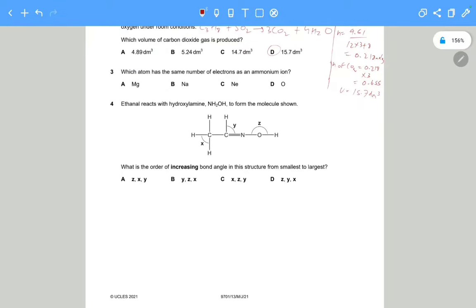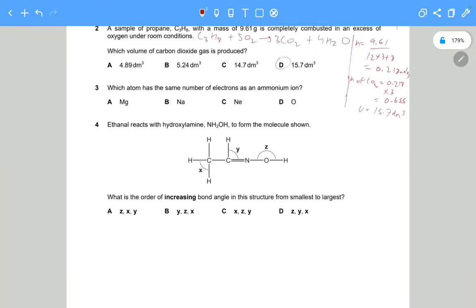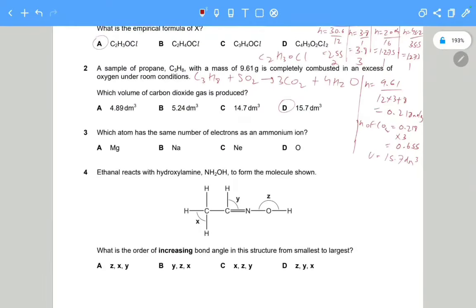Question 3. Which atom has the same number of electrons as an ammonium ion? So ammonium ion, NH4+. We have a nitrogen which has 7 electrons. We have 4 hydrogens, which means 4 more electrons. And then we have a positive charge, which means minus 1 electron. That's a total of 10 electrons. So we need to see which among these 4 options has 10 electrons.